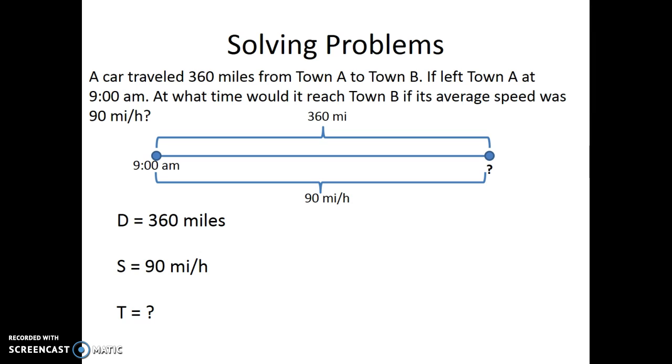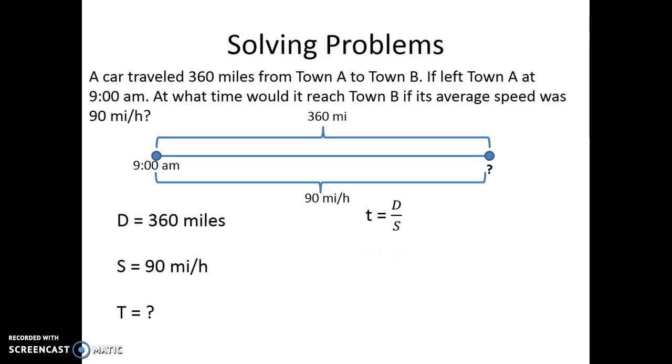All right, next one. Make sure you write down your distance, speed, and time chart on the left. A car traveled 360 miles from town A to town B. If it left town A at 9 a.m., at what time would it reach town B if its average speed was 90 miles per hour? Now we're going to solve for time here, but that's going to give us the amount of time it drove. It won't give us what time it arrived. So then we're going to have to go back and figure that out.